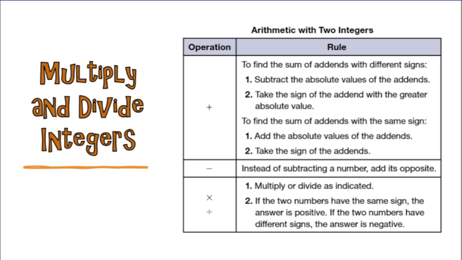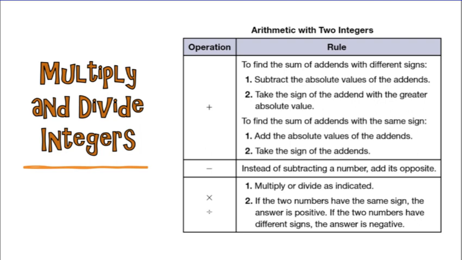When the addends have the same signs, you add them together and use the same sign as the addends. So if you're adding two negatives, your answer is negative. If you add two positives, your answer is positive. And subtracting is just adding the opposite. Use the sign with the greater absolute value.